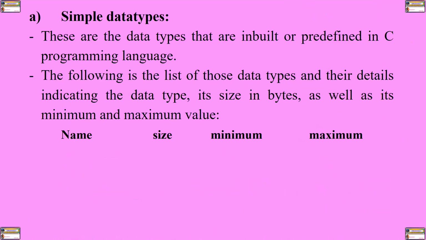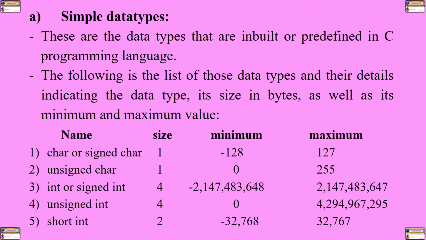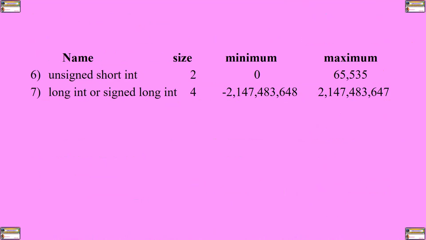The data types for holding characters are char or signed char, unsigned char. Then data types for holding whole numbers, numbers without decimal points, depending on the size you want, and spanning from the negative to the positive, are int, signed int, unsigned int, short int, unsigned short int, long int, or signed long int, plus unsigned long int.